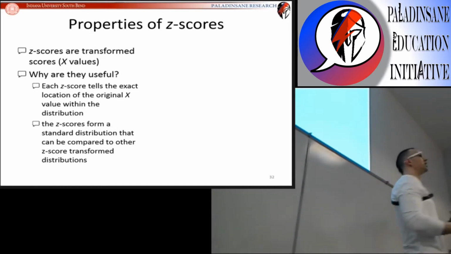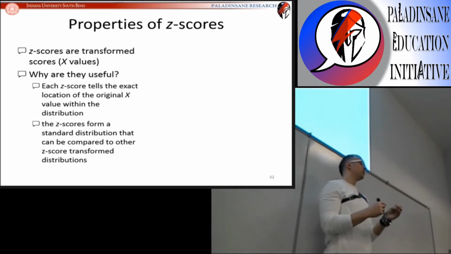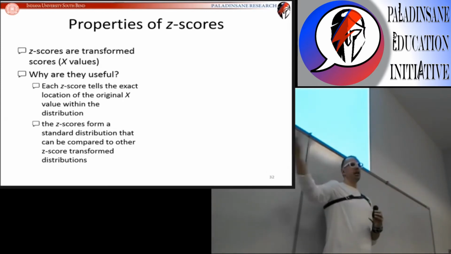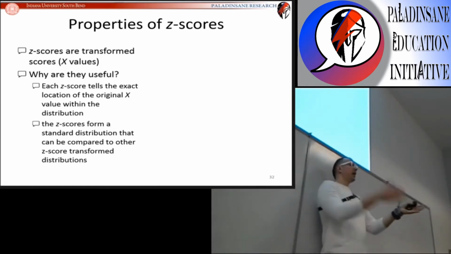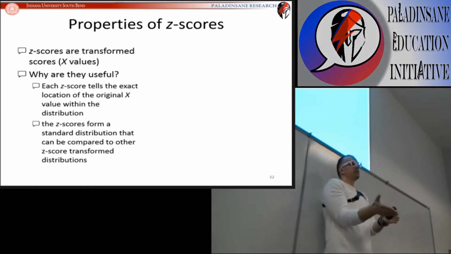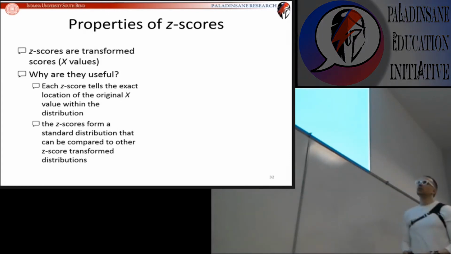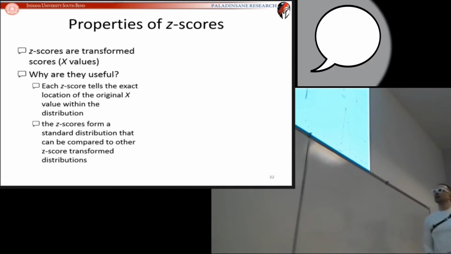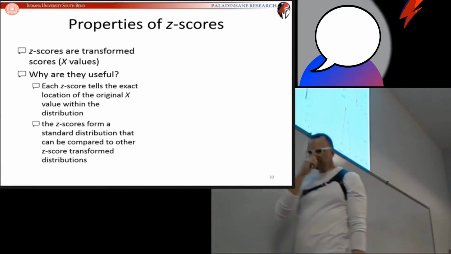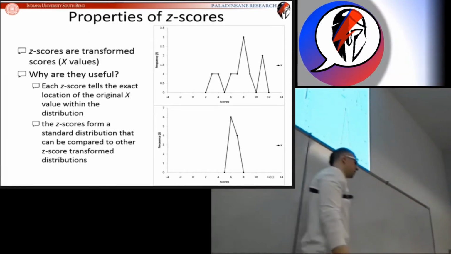And this is how you can compare apples to oranges. You take your apples and you turn them into z-scores. You take your oranges, you turn them into z-scores, and then it's very easy to compare z-scores to z-scores. So to give you an example of this, let's say that you are a school psychologist, and let's say that we'll keep on with Jimmy.